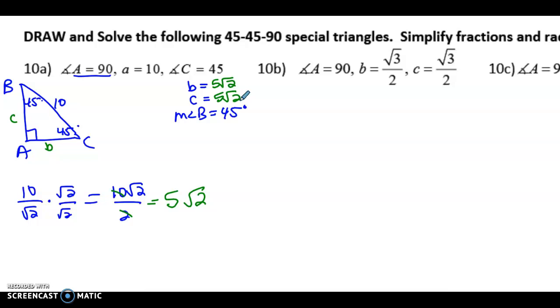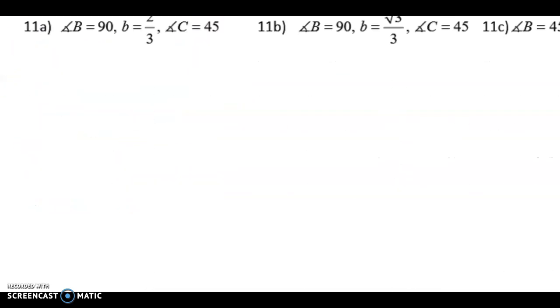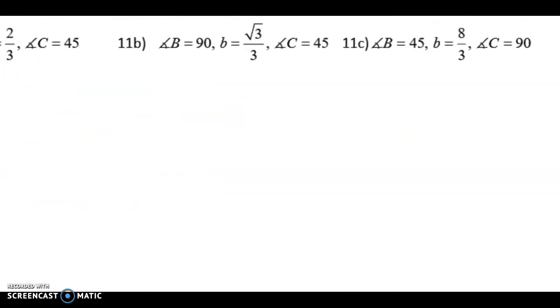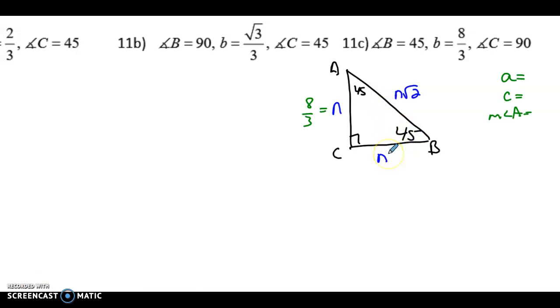All right, let's jump to number 11C. Let's see what 11C is. So we start by drawing the picture. It says it's a 45, 45, 90. All right, if we put our info in there, remember the legs are the same.